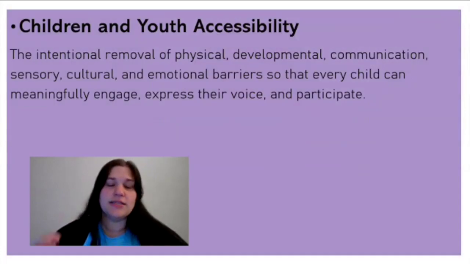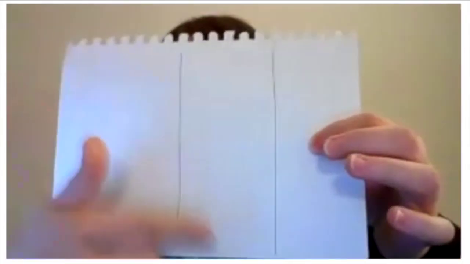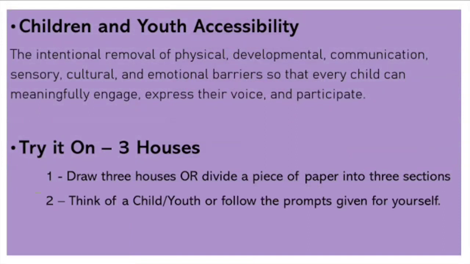So what I'm going to ask you to do is on your piece of paper, either draw 3 houses, or you can just section your paper into 3 sections. Mine are not super equal, but again, mistakes help us learn. All right. So once you've done your houses or your sections, I want you to pick one of those 3. And in that house or section, I want you to think about a child or a youth that you know, or just one you can picture in your mind.